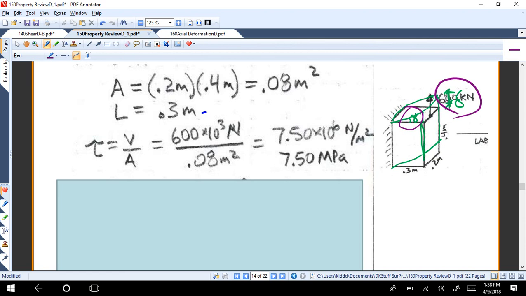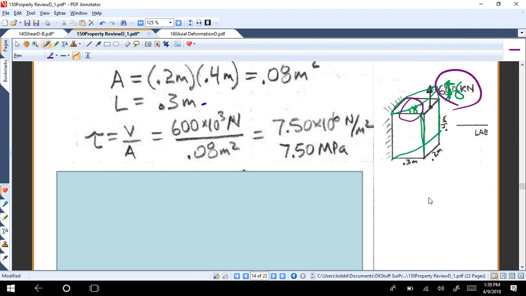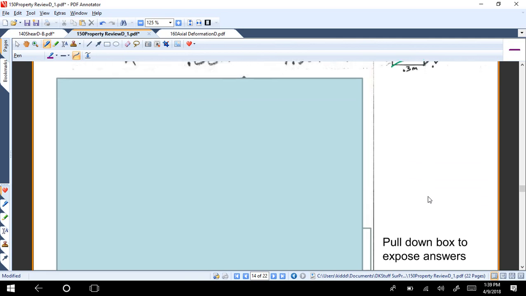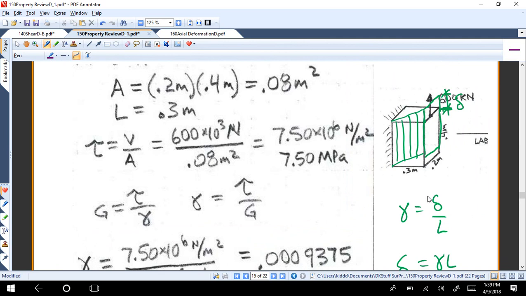So you get the area that's attached and the length. Start with the shear stress, the load over the area. And then from there, get to the strain next. You use the modulus to do that. So G is tau over gamma. Tau is the shear stress. And so you're going to work your way into gamma, which is the strain, is tau over G.